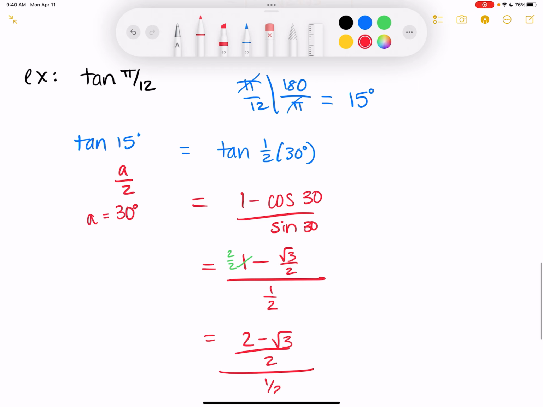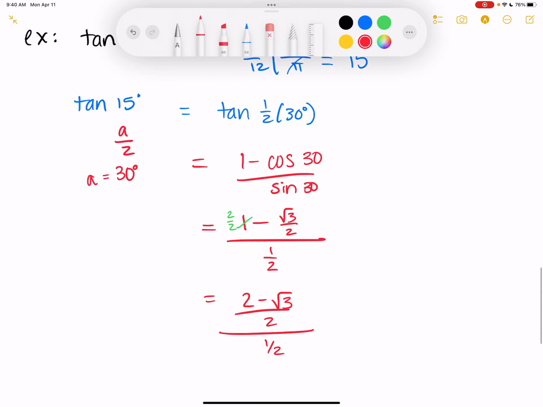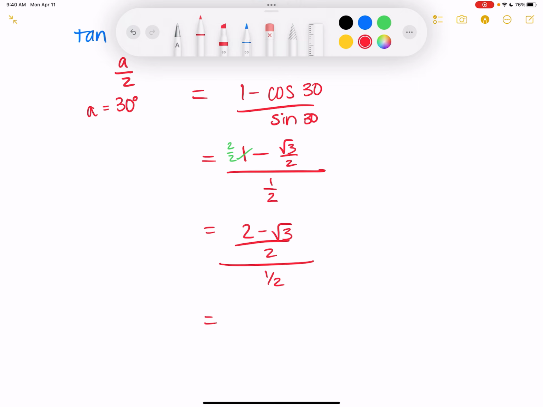all over 1/2. Now, divide by a fraction is the same thing as doing what? Multiply by the reciprocal, or if you have my mom, keep, change, flip. So 2 minus the square root of 3 over 2 times 2 over 1. And so then the 2's cancel top and bottom, leaving you with 2 minus the square root of 3. Nice and easy. Not as bad as the radical and radical like we had in the other one.